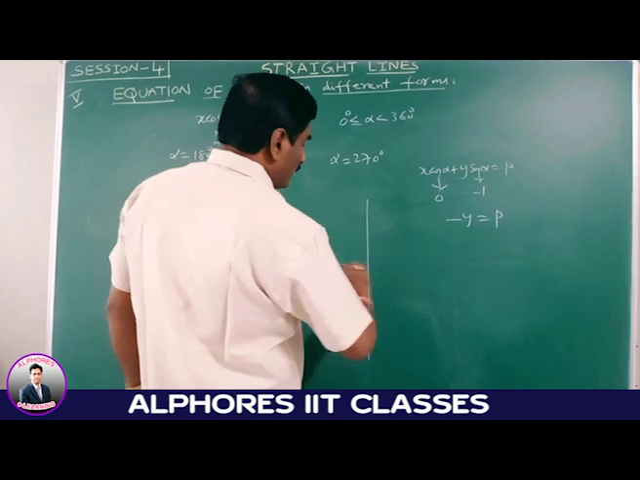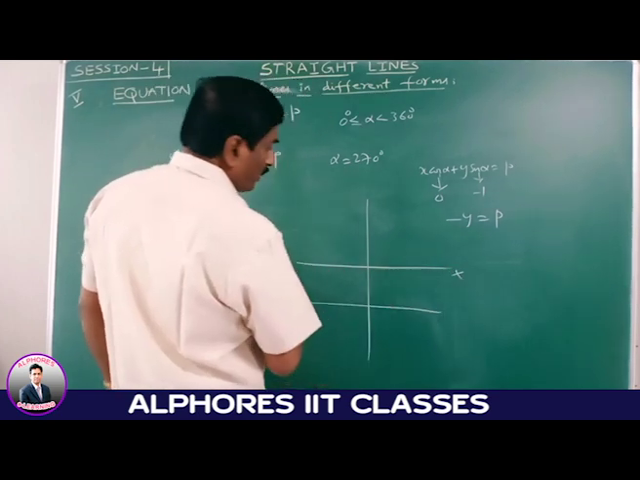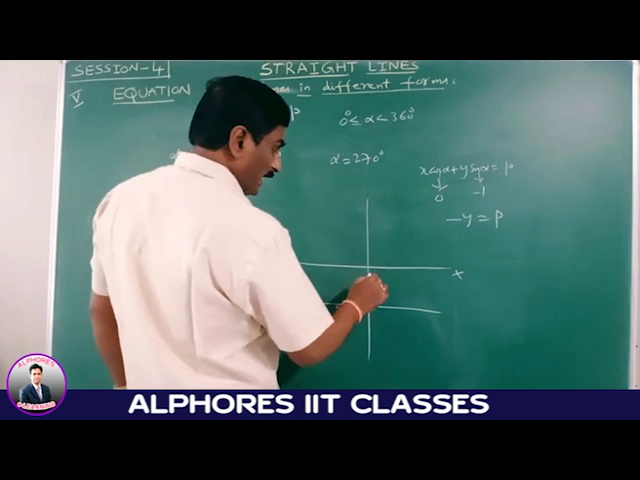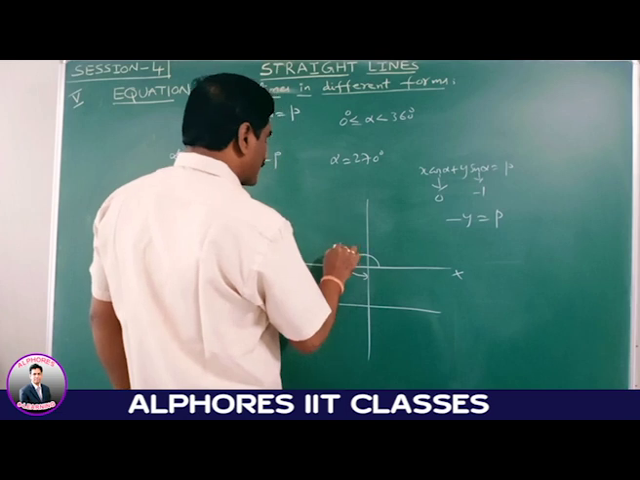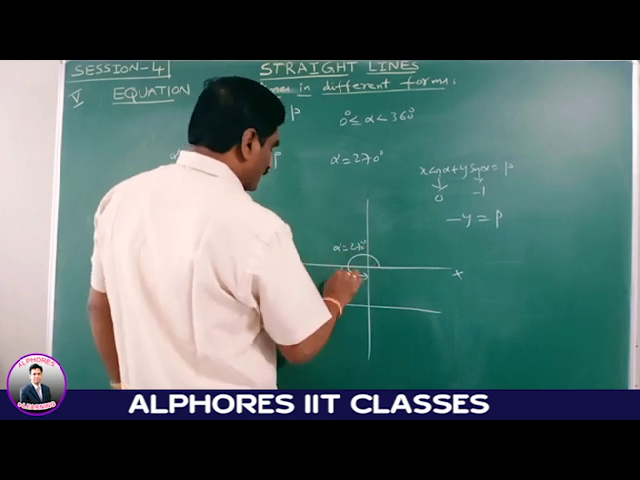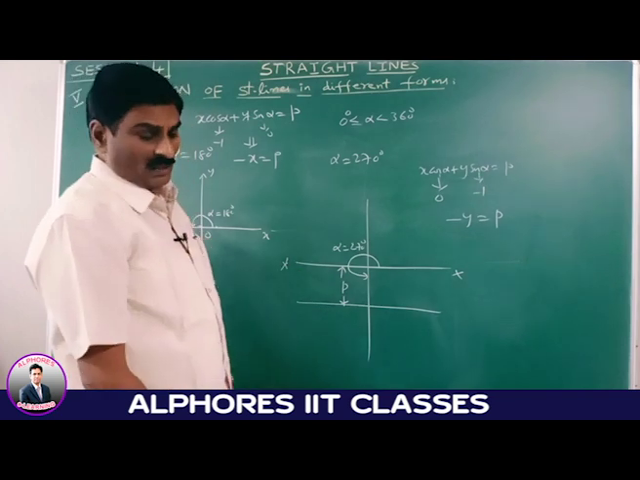In this case, the line is in this way. Okay, angle alpha is 270 degrees. That means this angle alpha is equal to 270 degrees. This is the perpendicular distance p. Okay, please observe these values.